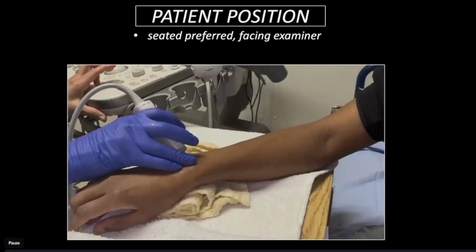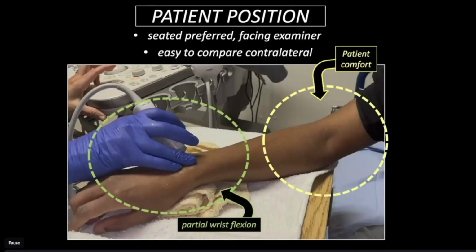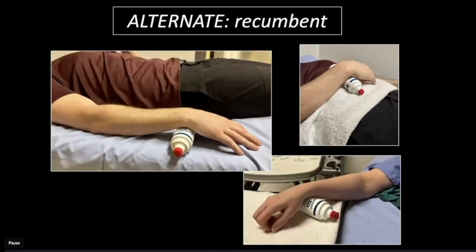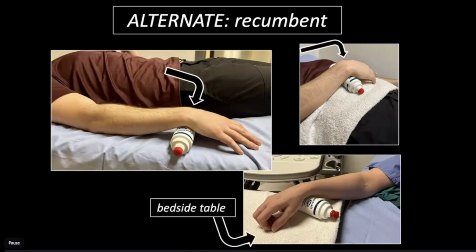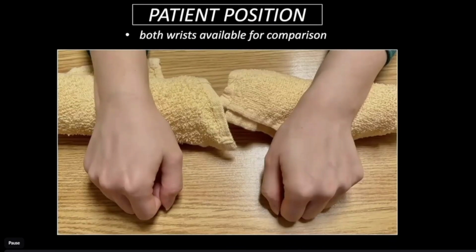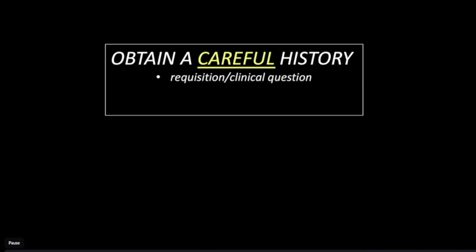You want to have your patient seated, preferably facing you. Then it's easy to compare the contralateral. You want to have them comfortable. You want to have a firm grip on the probe and have that wrist in partial flexion. Alternatively, if the patient is not able to sit, if they come on a stretcher, you can have them recumbent with their wrist by their side on a gel bottle or a rolled up towel. It can be on their tummy or on a bedside table. You want to have both wrists available for comparison. That's so important with musculoskeletal imaging.